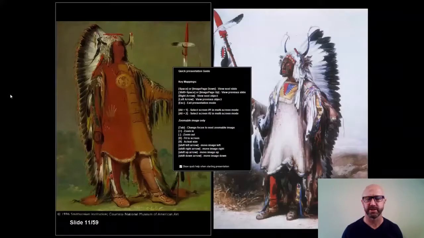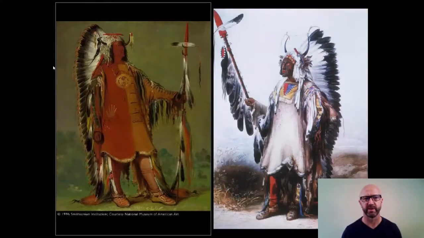So I want to put these two works side by side for you for a minute to introduce another artist with a very interesting history, George Catlin. The work on the right is Matatopa again, of the Mandan. The work on the right is by Carl Bodmer, and the work on the left is by George Catlin.